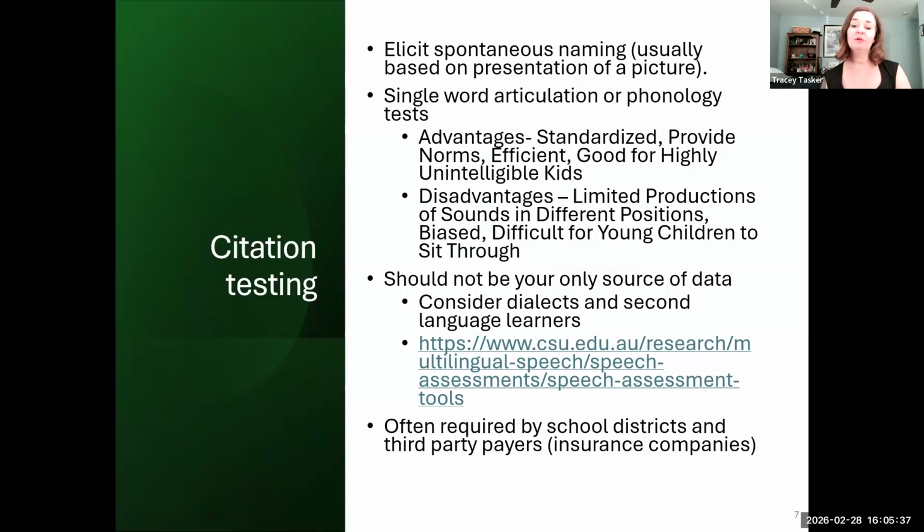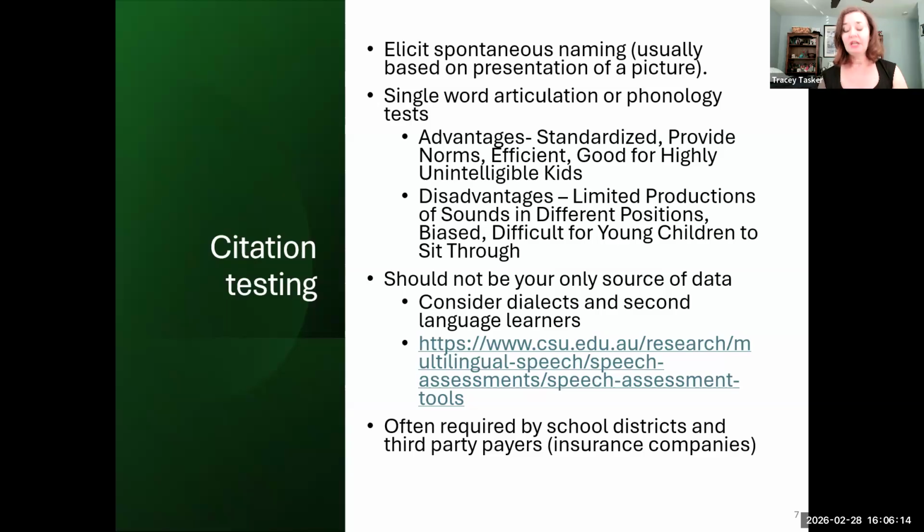So I put in here a link for a great resource from Charles Sturt University. I mentioned it before when we were talking about when speech sounds come in, because they've provided the most recent analysis of speech norms. But they also have wonderful information, including speech assessments for many different languages around the world. It is the law that a child is entitled to have a speech assessment in their native language. So this is a really great resource to have.